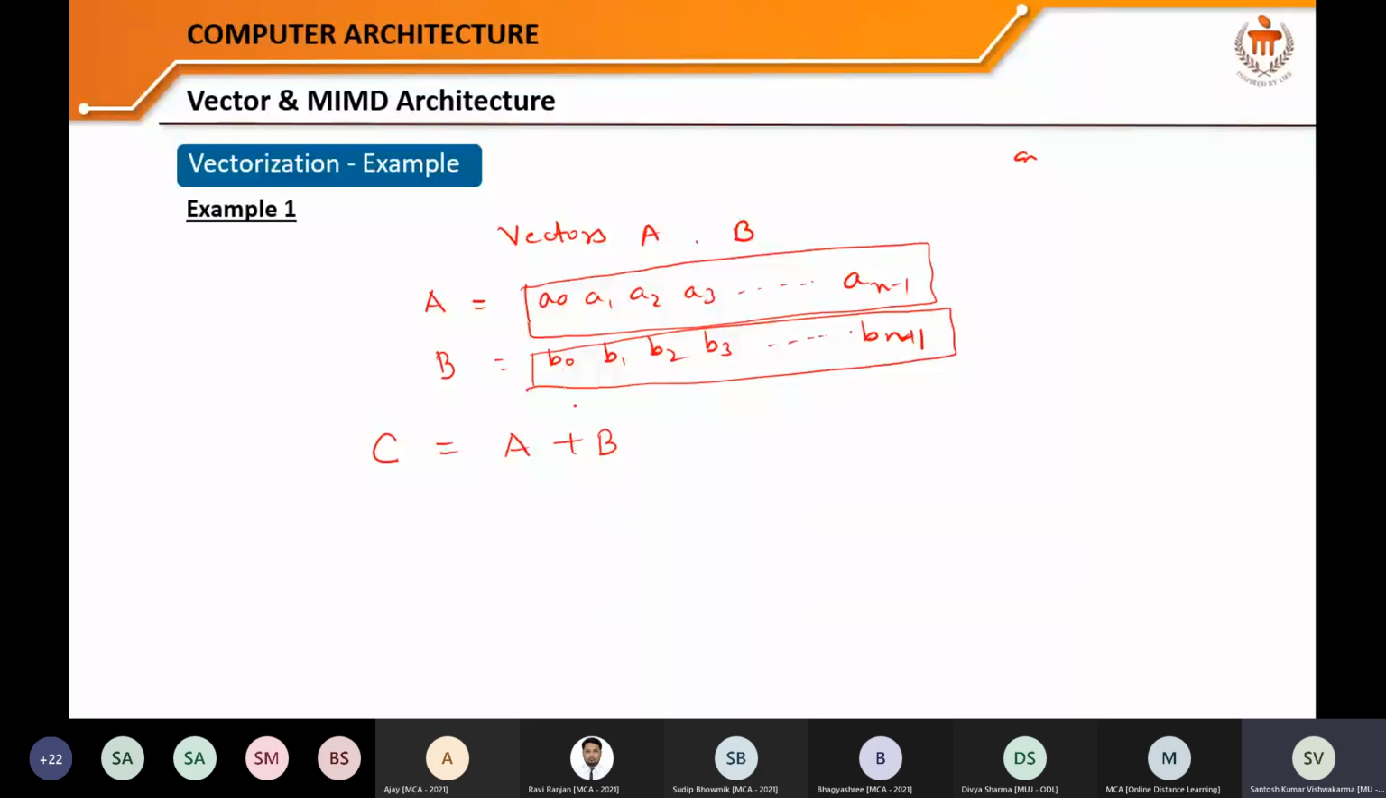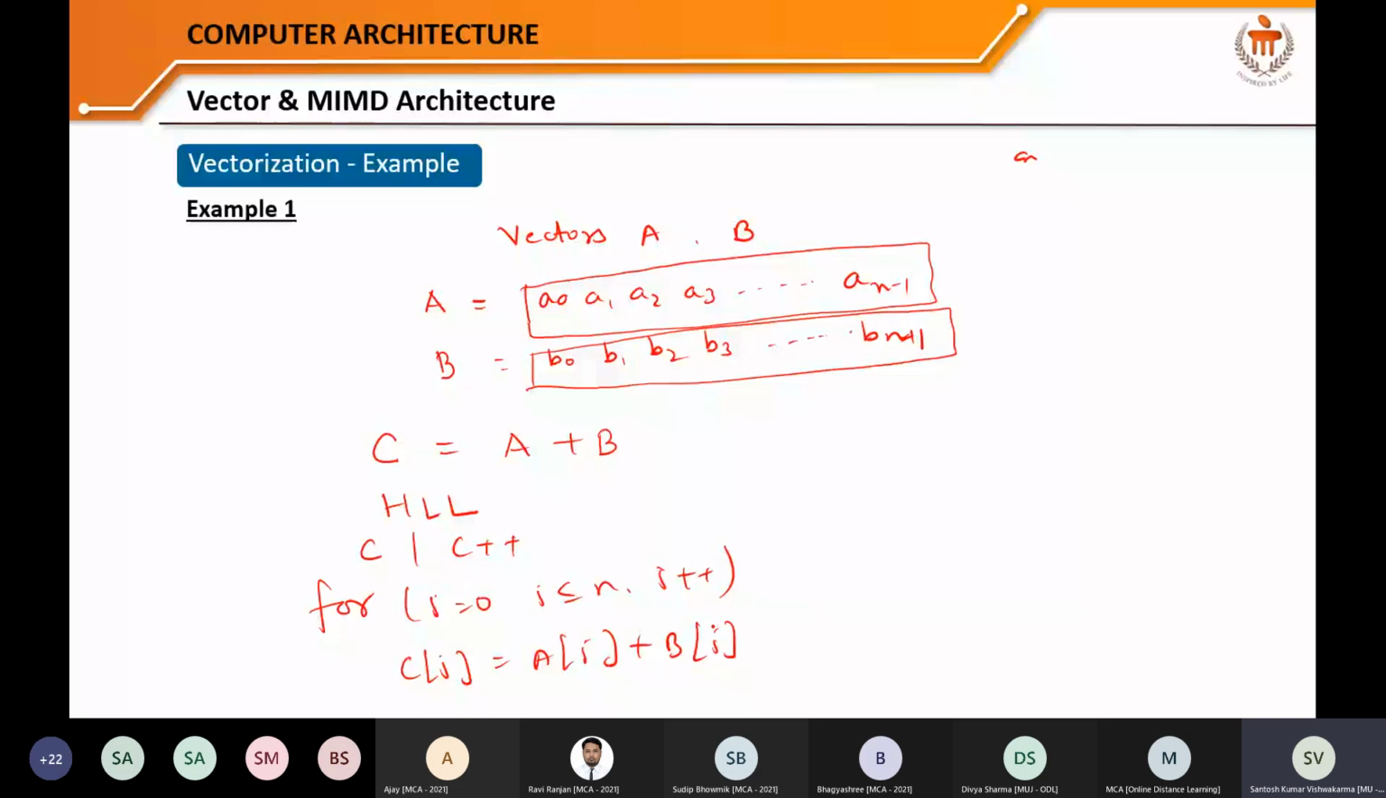So how is this going to go? All of us have exposure to high level programming languages. If you are working with C or C++, it seems very easy, because we can just go through a for loop where I equals 0, I less than or equal to n, and I plus plus, and for arrays we simply write Ci equals Ai plus Bi, where I stands for the index value of the array, or the address of that part.